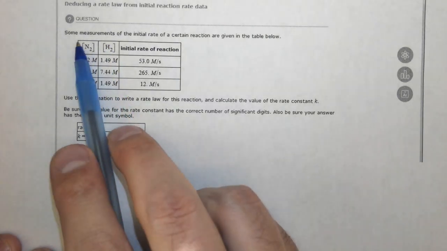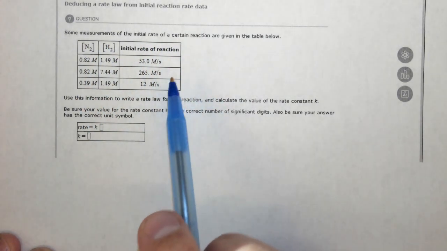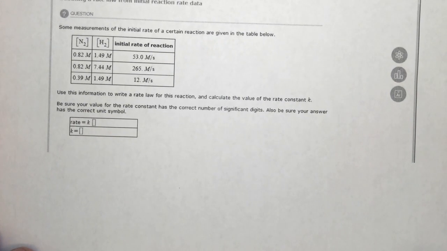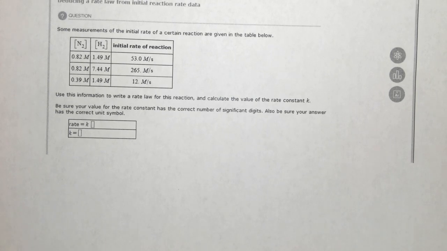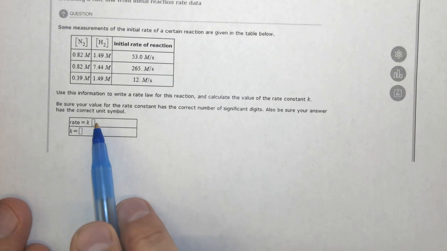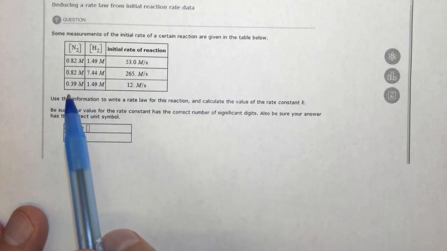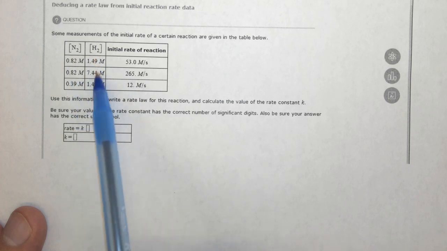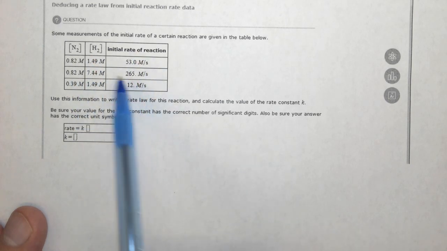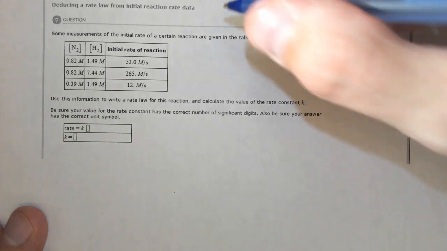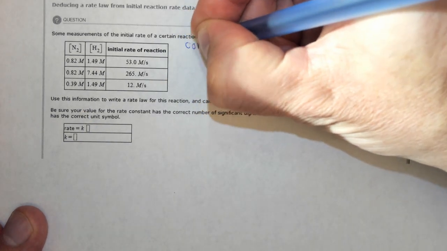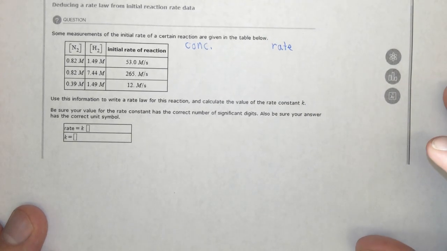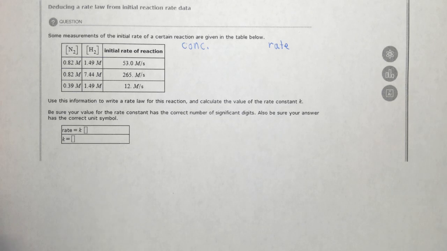In this question, we're given some measurements of the initial rate, and then we're asked to determine the rate law and the value of k from this information. So if you want to determine the rate law for something, and you're given information like this, you want to look at the ratio of the concentrations when they change versus the rates when the concentrations are changed. So we want to take the concentrations over here and the rates over here, and we want to take a ratio and compare them.